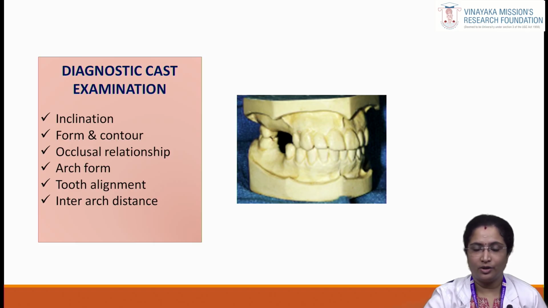Diagnostic mounting and evaluation is very important in the success of an FPD. Here we can see the inclination of the tooth, form and contour, either it's going to be over contoured or it's going to be in the correct size which you're going to plan. Occlusal relationship, where the pontic is going to come, or in your existing abutment occlusal relationship. Then the arch form, tooth alignment, and inter-ridge distance.